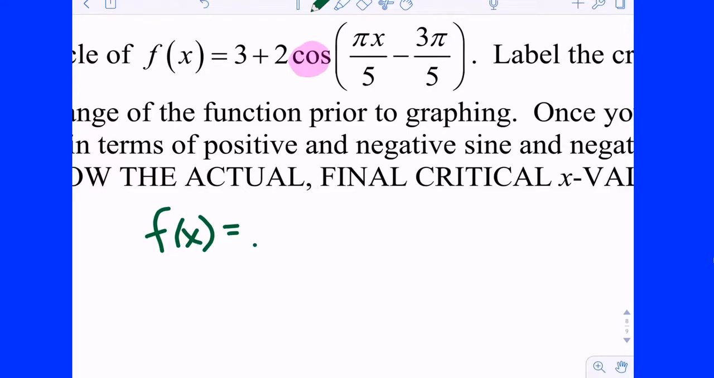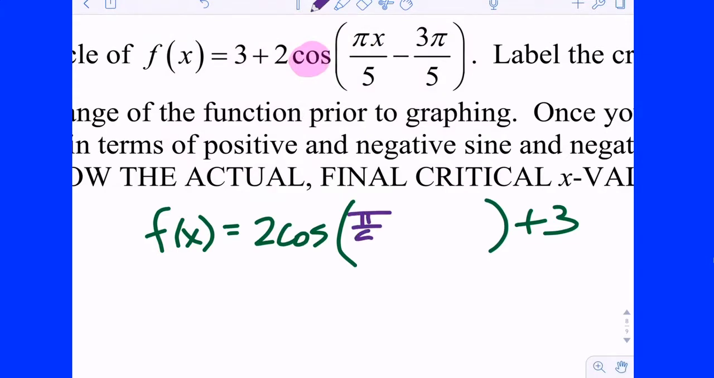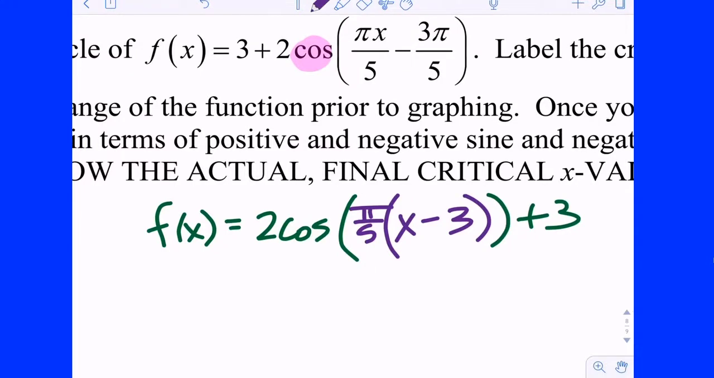I don't know. Hey, the 3 in the front goes where? In the back. So it's 2 cosine of, parentheses, plus 3. And on the inside, we get to factor out a what from both terms? Pi fifths. Yeah, we do. The first term's easy. That's x. We don't change the sign, so that's a minus. Now, what do we get when we factor out a pi fifths from 3 pi fifths? 3. Good. Close that parenthesis. Quickly mentally redistribute, and you see it's right.